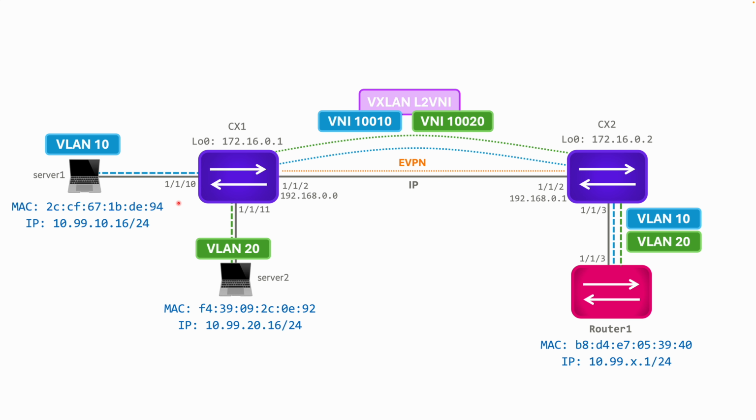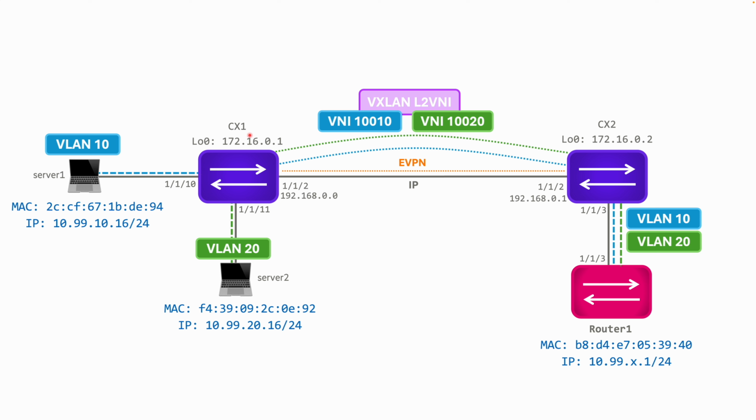And I really want to emphasize the different roles that the devices are playing here, because that really helps you to really understand this, I think. So server 1 has a default gateway of 10.99.10.1. So when it first boots up, it will send an ARP request for that IP address looking for the MAC address. This will be a broadcast on VLAN 10.